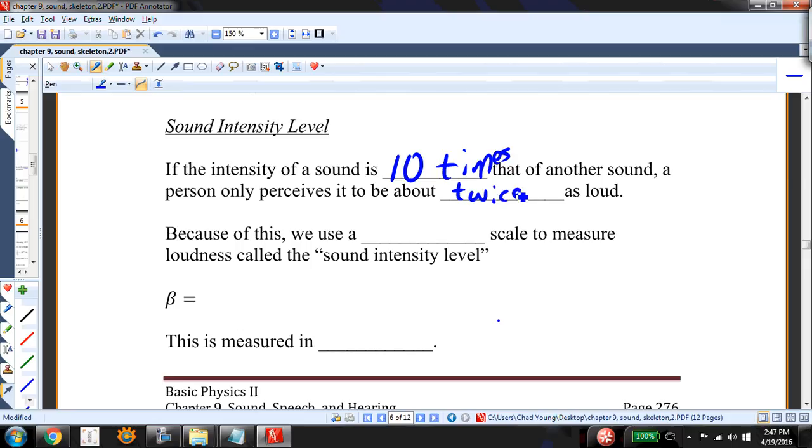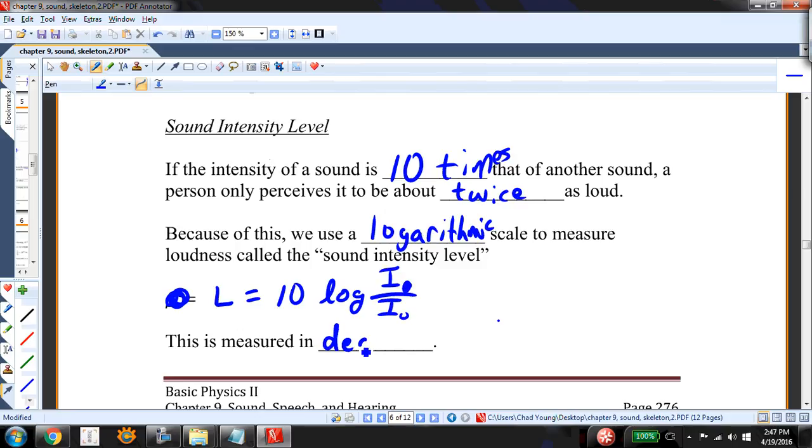And because of this, we're going to use a logarithmic scale to measure loudness, and this is going to be our sound intensity level. I used beta here, but actually we're going to use L as the variable to describe the sound intensity level. We define the sound intensity level as 10 times the log of I over I naught, and this is measured in decibels, abbreviated dB.